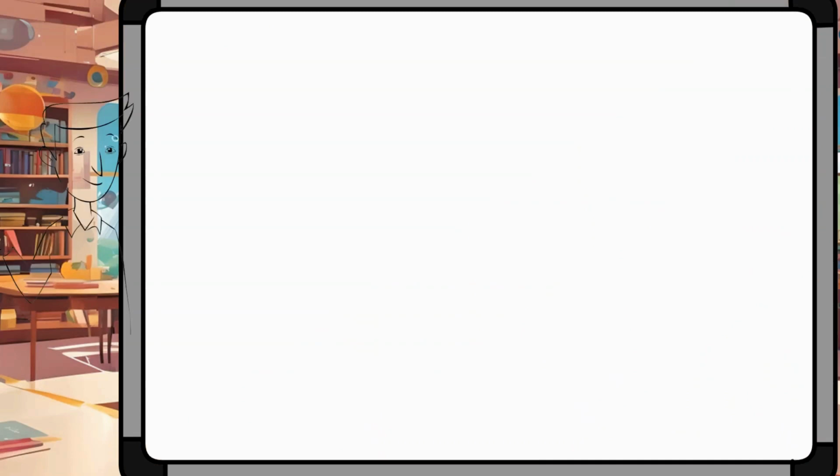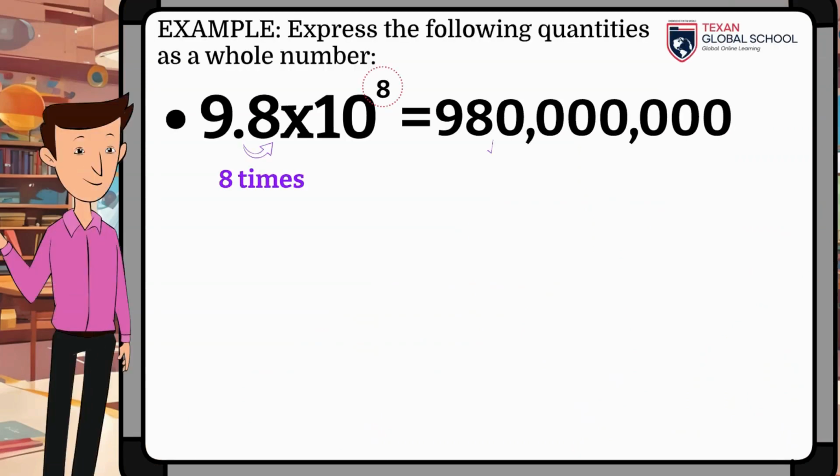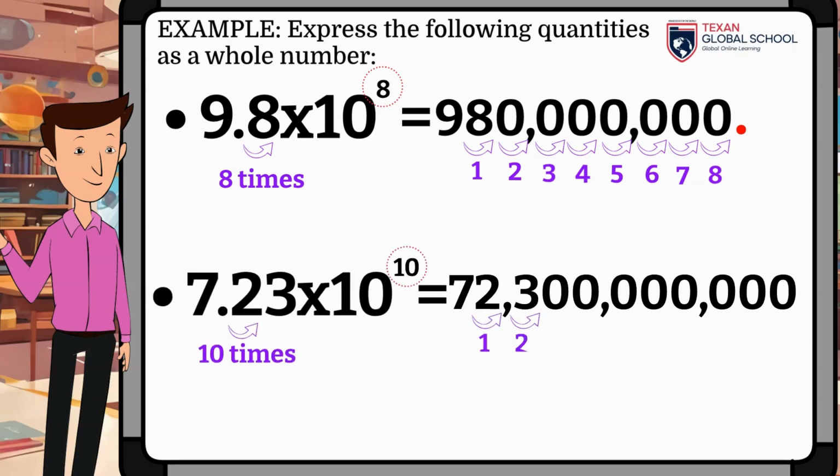Conversely, we will express the following numbers in the form of integers. Since it has a positive exponent, move the decimal point to the right according to the exponent. Hence, 9.8 times 10 to the power of 8 can be expressed as 980 million. In this other example, 7.23 times 10 to the 10th power can be expressed as 72,300,000,000 by moving the decimal point to the right according to the exponent.